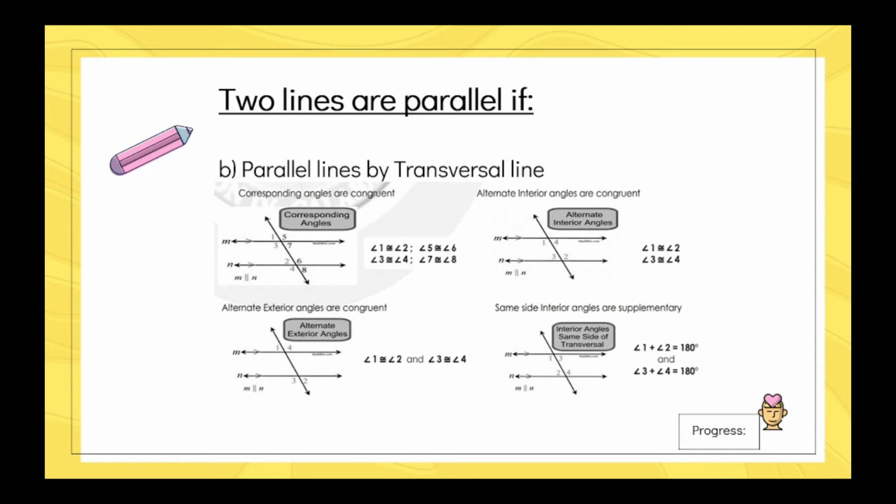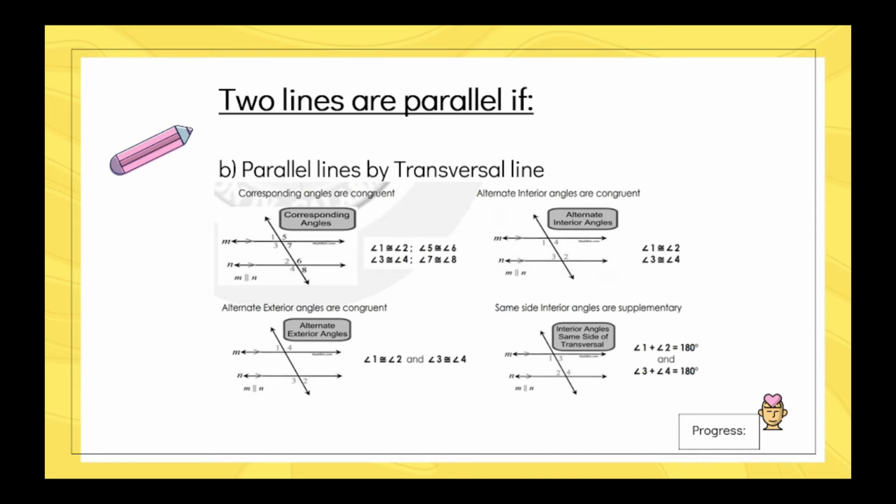So two lines are parallel if parallel lines cut by a transversal line form the following. We have corresponding angles. We have alternate interior angles. We have alternate exterior angles. And we have interior angles on the same side of the transversal.